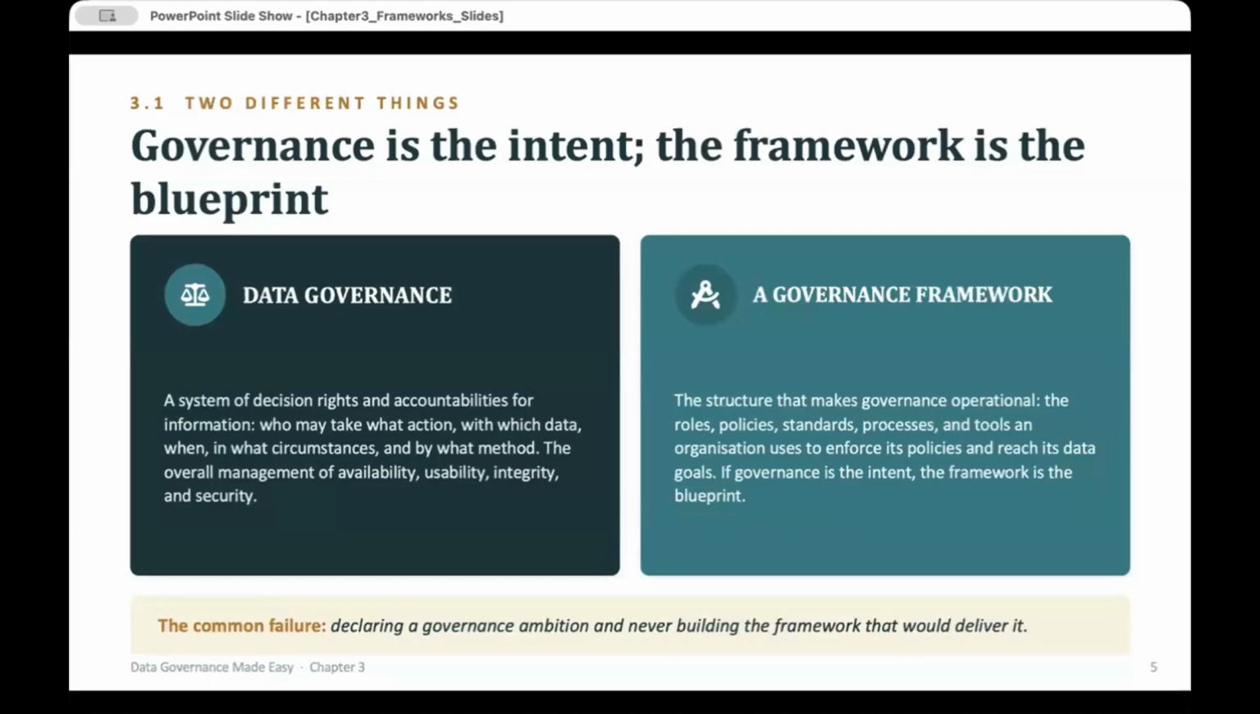Come and govern our data. Your CEO tells you, come and govern our data for us. What will come into your mind?